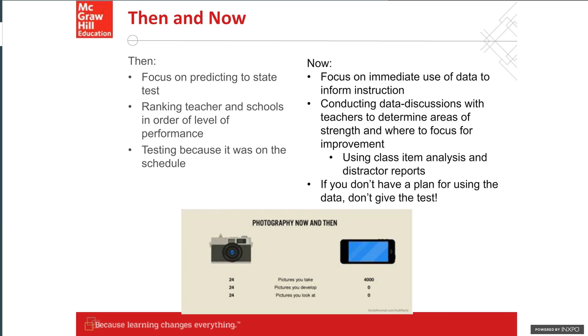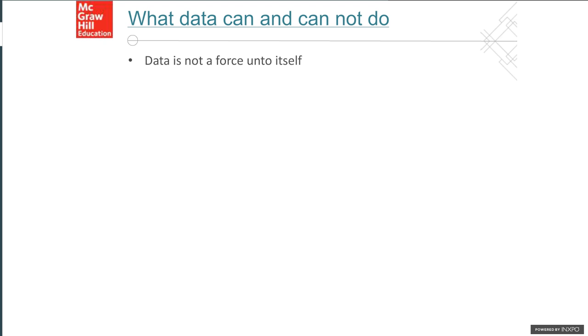And then my little picture below, my little photography then and now. Before, when we had cameras with film, we took 24 pictures, 24 pictures were developed, and 24 pictures were looked at. Now with our phones, we take 4,000 pictures, we don't develop anything, and we don't look at them. That's not what we want. That's not the direction we want to go with our assessment data. I would rather give fewer assessments and look very deeply at the data than give more assessments and never really look at the data.